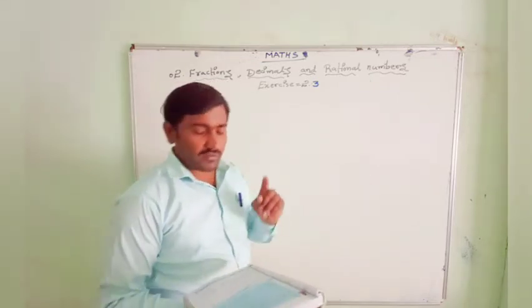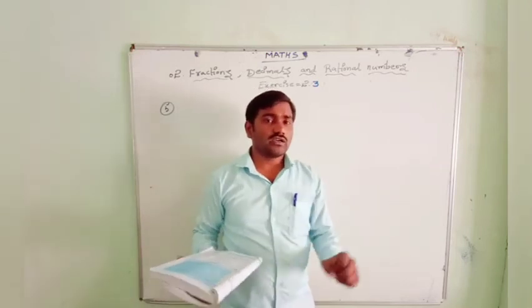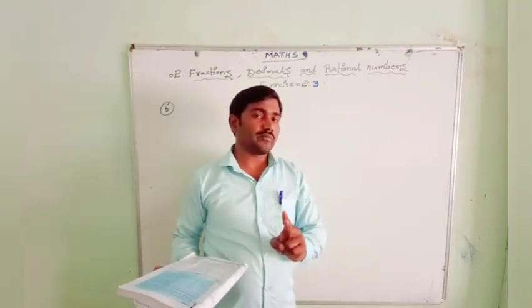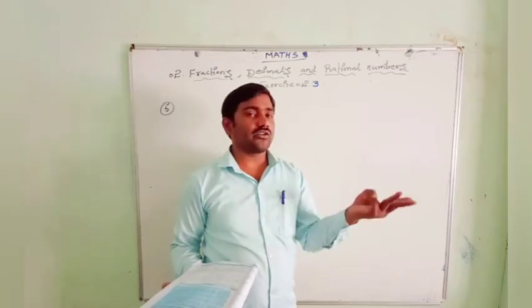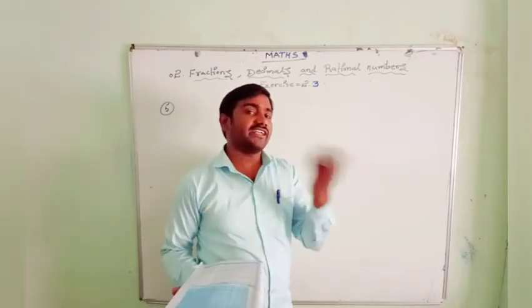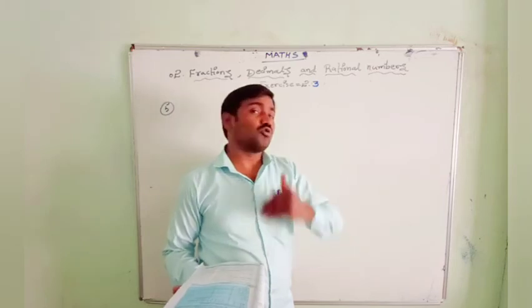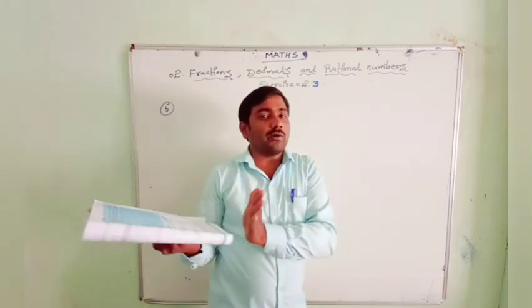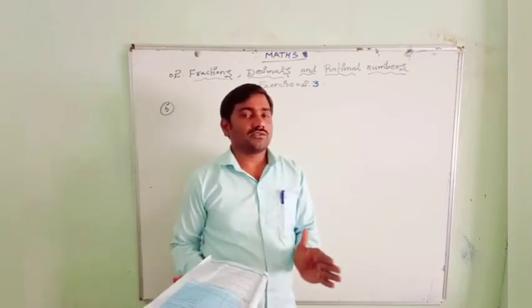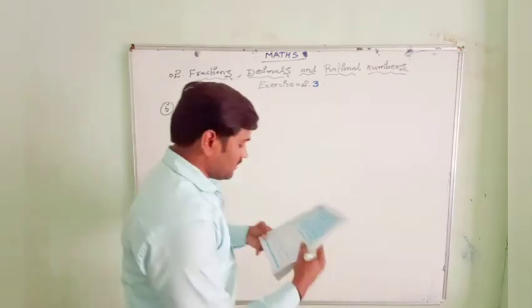So simple. 1 liter petrol, 8 kilometers. If there are 2 liters of petrol, normally 16 kilometers. If 3 liters of petrol, 24 kilometers. 10 liters of petrol, 80 kilometers. But 10 whole 2 by 3 liters of petrol they have given. That means the quantity of petrol is given in the mixed fraction. So let us find out. We have to do it simply.